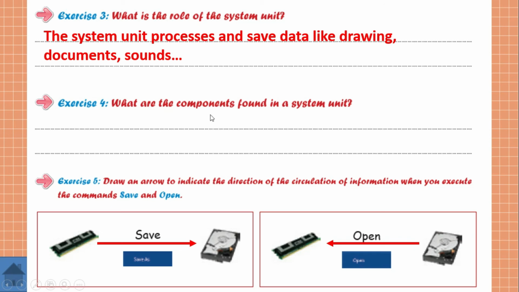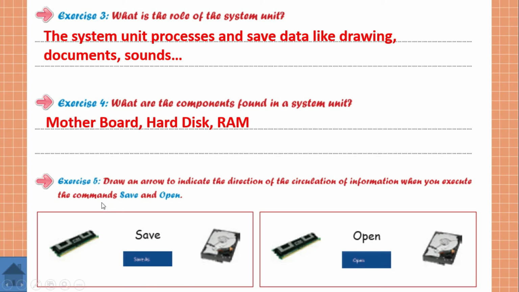Okay. Exercise number 4. What are the components found in a system unit? Easy. Motherboard. What else? RAM. Excellent. What else? Hard drive. Excellent.